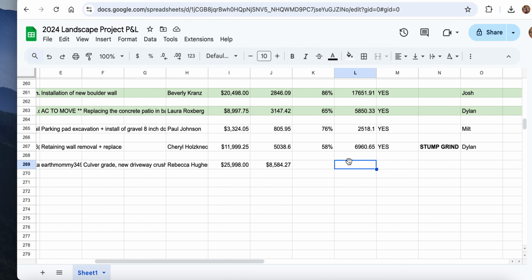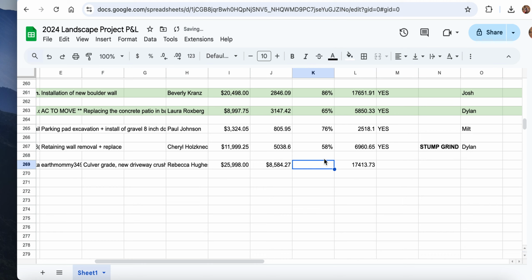So if we take 25,998 minus 8,584.27, that gives you $17,413.73 of profit before overhead.